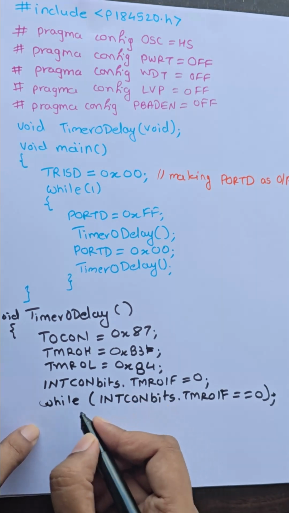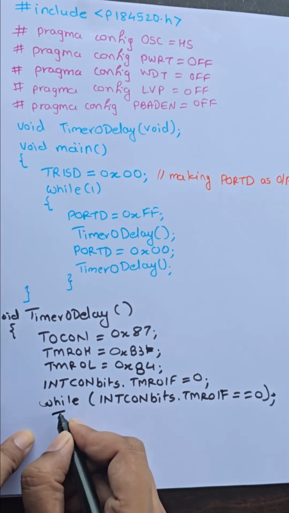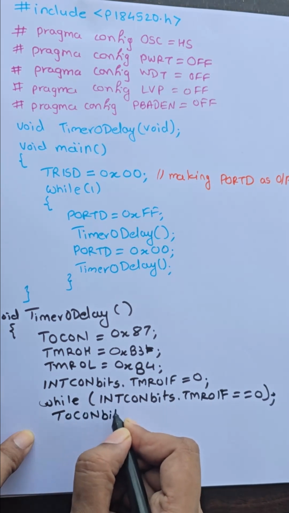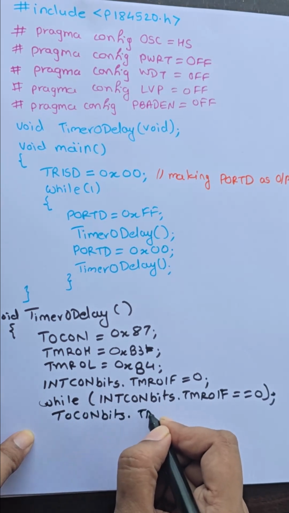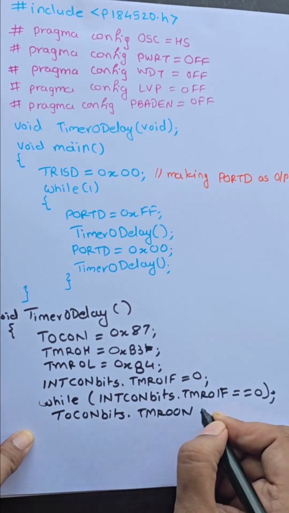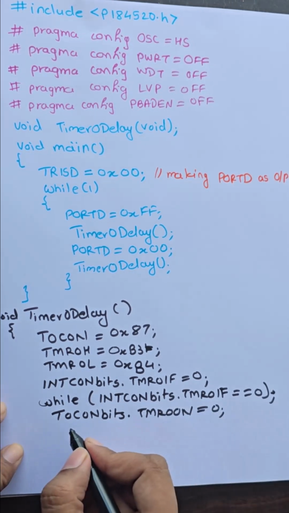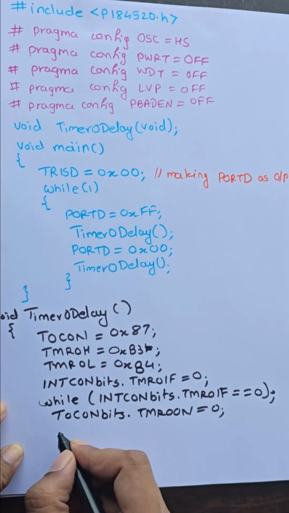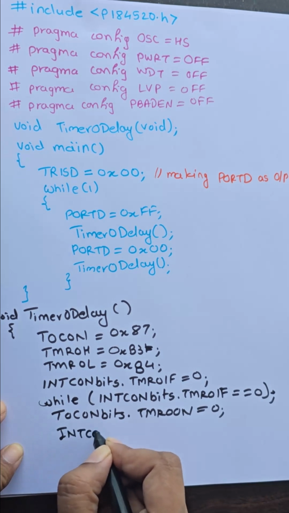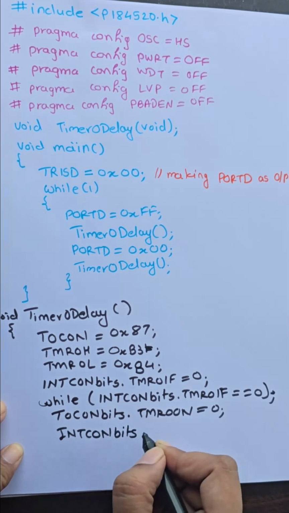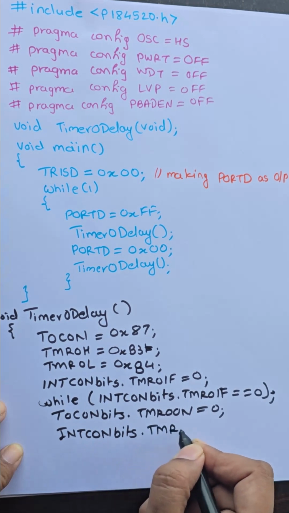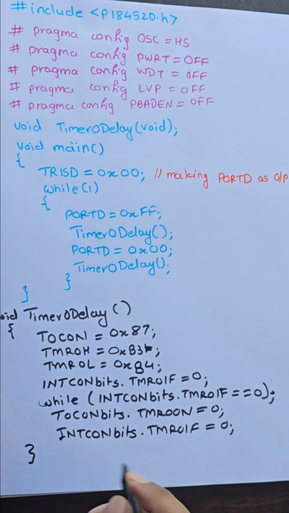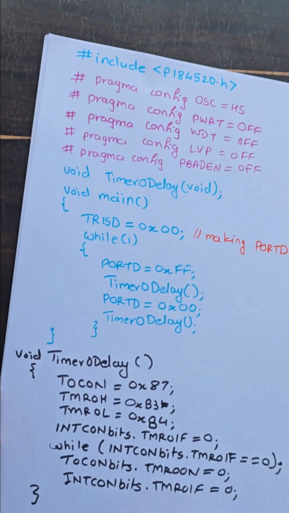Once this condition is false, it indicates that the timer has overflowed. So our first task is to turn off the timer: T0CONbits.TMR0ON is equal to 0. Then we have to clear the TMR0IF bit once again: INTCONbits.TMR0IF is equal to 0. So this ends the timer 0 delay function.